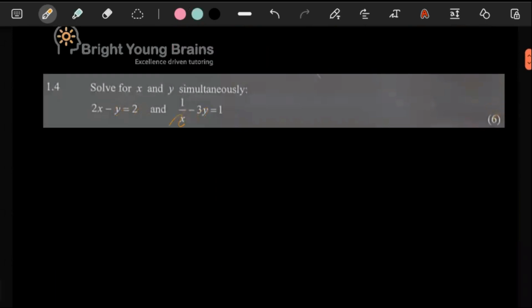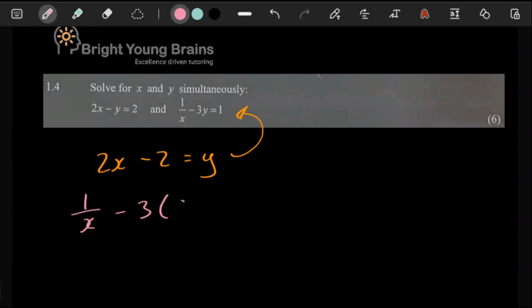For 6 marks, they want us to solve this simultaneously. This doesn't look so bad. I think it's best if you isolate y, because x is already down there. It doesn't look like it would be good for us to make x the subject of the formula. So this equation, we're going to throw it in there. We're going to have here 1 over x, right? And here our y value is 2x minus 2. This is equal to 1 over x with 3 times y, right? So what do we get now?